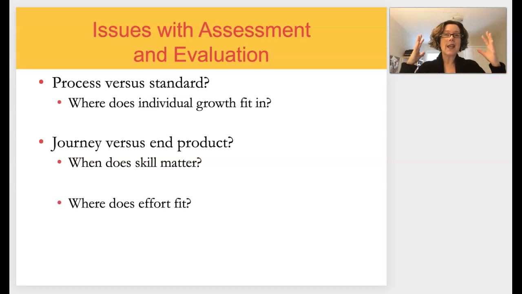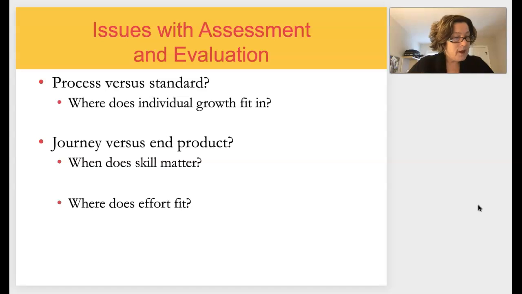So again, I think that's one of those things that you have to think about as a teacher. When does it become imperative that they can actually do what we're teaching them, or actually really understand what we're teaching them, instead of just potentially being a nice person and trying really hard? Which leads into our final question. Where does effort fit in?